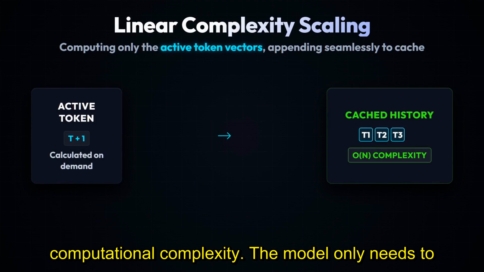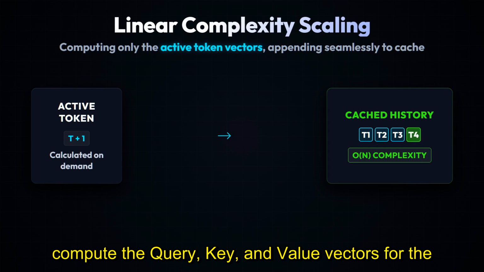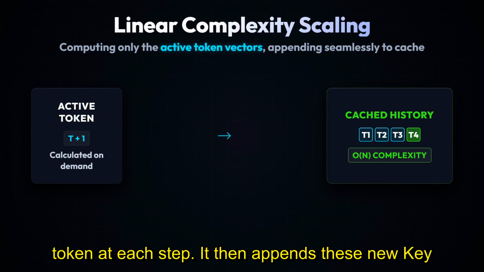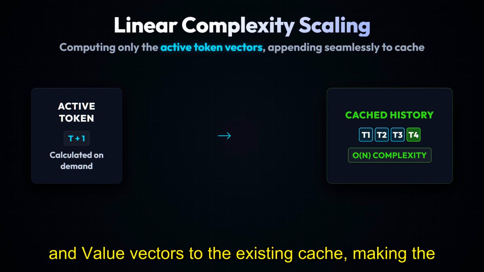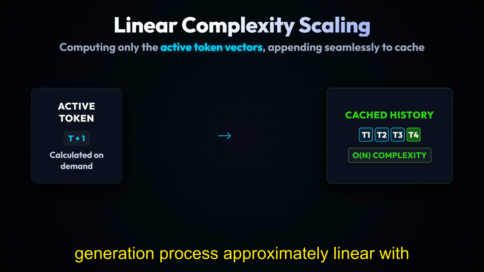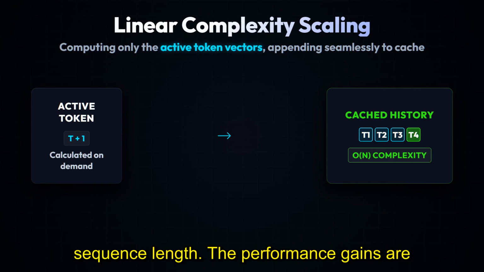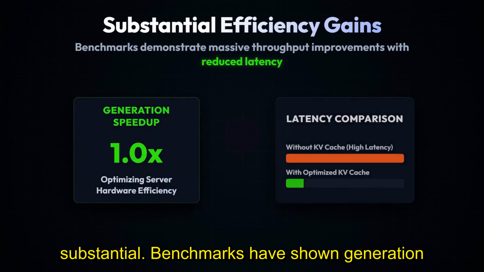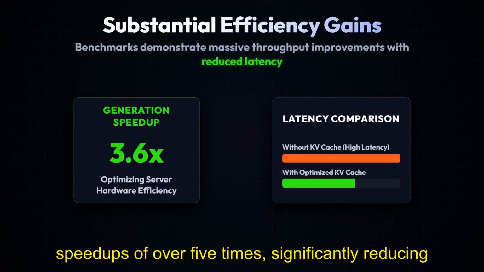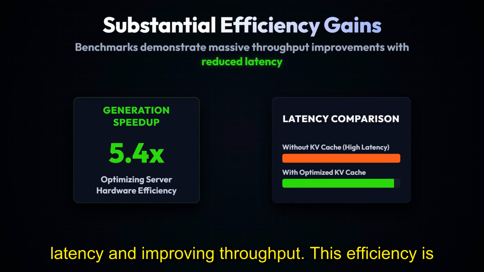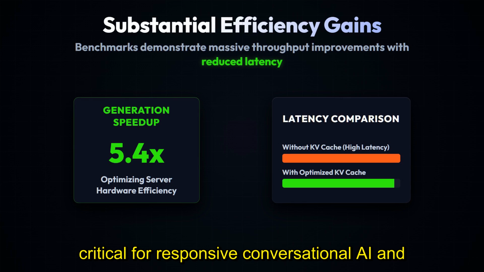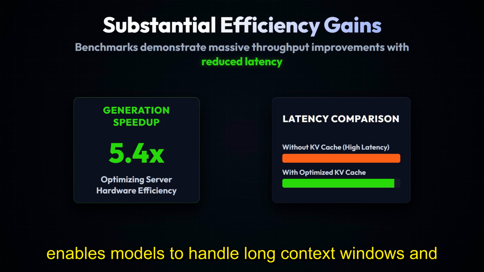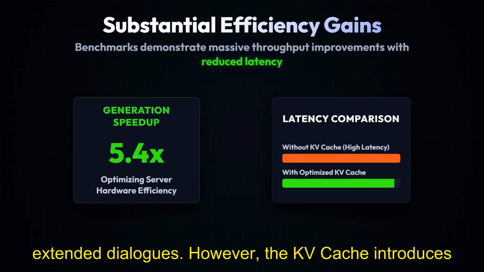The model only needs to compute the query, key, and value vectors for the new token at each step. It then appends these new key and value vectors to the existing cache, making the generation process approximately linear with sequence length. The performance gains are substantial. Benchmarks have shown generation speedups of over 5 times, significantly reducing latency and improving throughput. This efficiency is critical for responsive conversational AI and enables models to handle long context windows and extended dialogues.